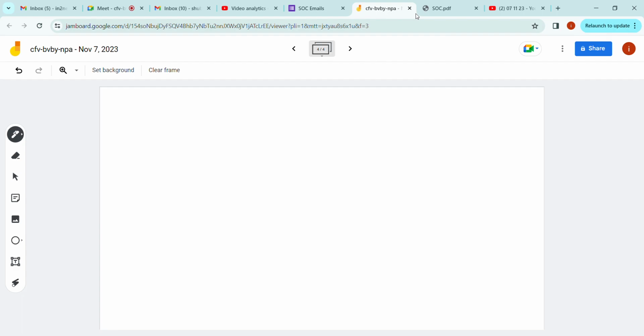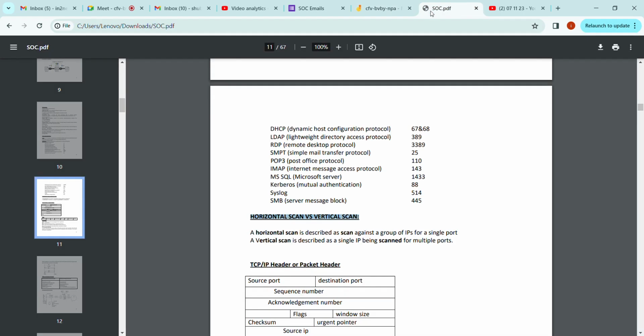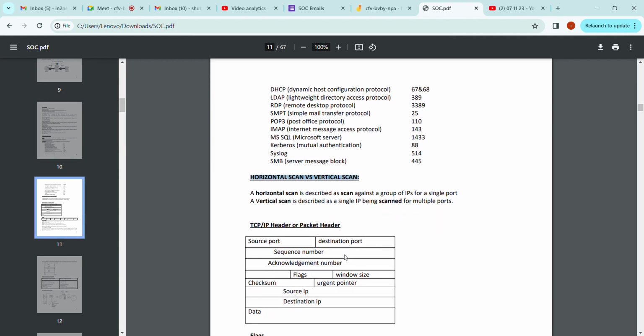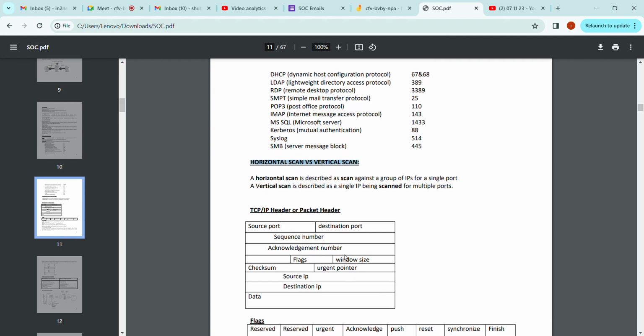To avoid that, on a regular basis, some organizations follow a 30 day cycle, or maybe 90 days or 45 days. They do these scanning activities just to find out if there are any vulnerabilities or weak points in the process or the product. Those scans are of two types. One is the horizontal scan, another one is the vertical scan.